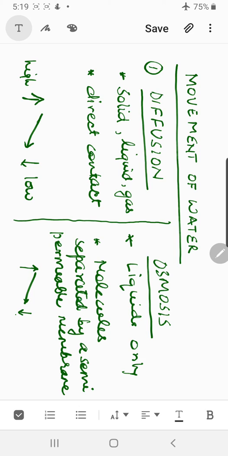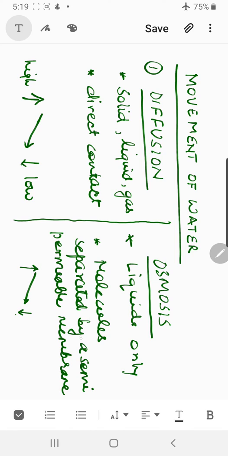On the contrary, when you talk about osmosis, the molecules are separated by a semi-permeable membrane. Here the semi-permeable membrane is also known as a differentially permeable membrane or selectively permeable membrane, because it limits the movement of solute.